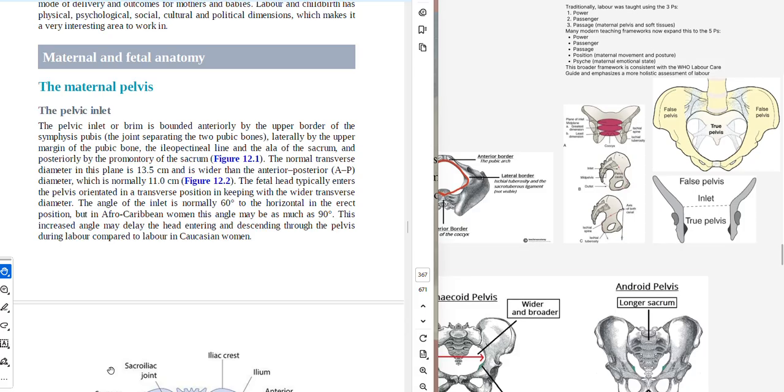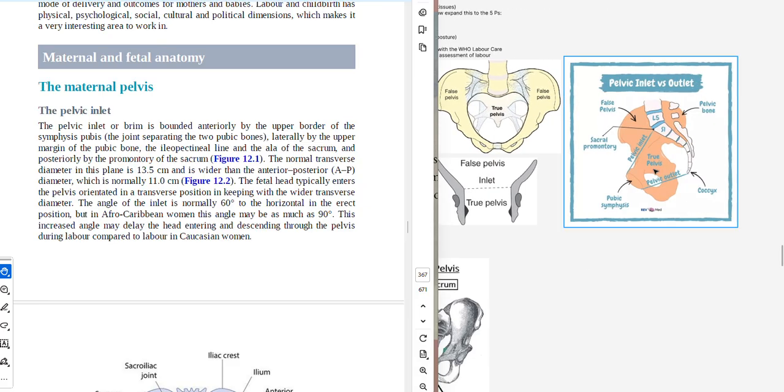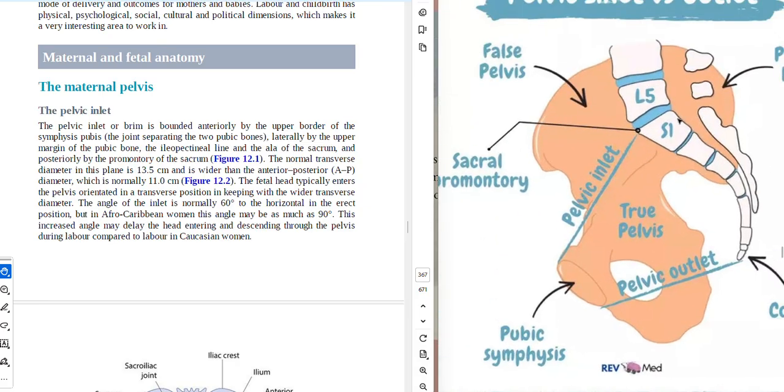Okay, so laterally we saw there was the upper margin of the pubic bone, the iliopectineal line, also called the linea terminalis, and the ala or the wing of the sacrum. These structures make the curved side walls of the pelvic rim. And posteriorly was the sacral promontory. This is the forward projecting upper edge of the first sacral vertebra. So can you see here? The first sacral vertebra, S1, is basically the forward projecting upper edge, right? So it's very, very important for you to know these four boundaries, right?